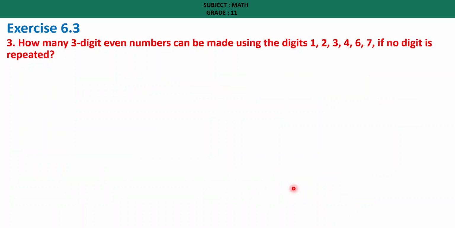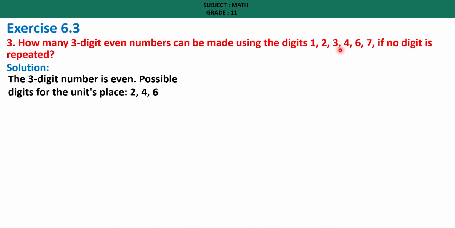Let us solve question number 3. How many 3-digit even numbers can be made using the digits 1, 2, 3, 4, 6, 7 if no digit is repeated? Here we should read this as a 3-digit even number. Among the given digits, how many even digits are there? 3. So the units digit is constrained to only 3 digits. Solution. The 3-digit number is even, so the possible digits for the units place are 2, 4, 6.